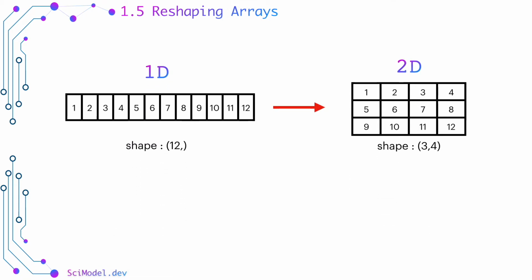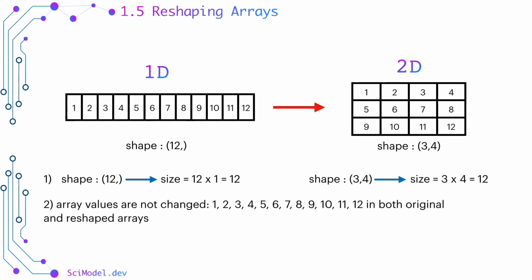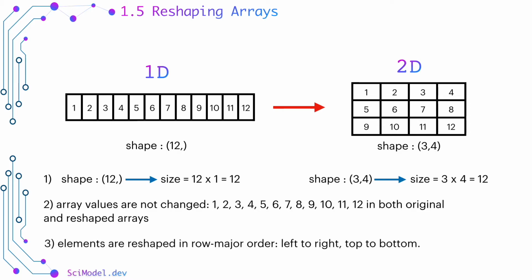Array reshaping is the process by which you change the dimensionality of an array. For example, you can reshape a one-dimensional array into a two-dimensional array containing the same values as the original array. There are three rules when it comes to reshaping an array. First, the resulting size of the reshaped array must be the same as the original. Otherwise, the array cannot be reshaped and you will get an error. The second is that both the original and reshaped arrays have the same element values. Lastly, elements are selected in row major order, left to right, top to bottom. Now, let's see how to implement this in Python.